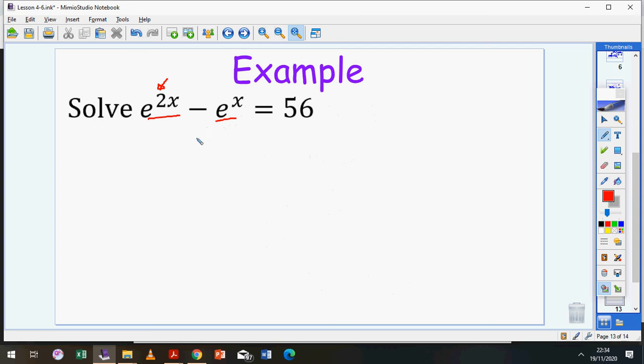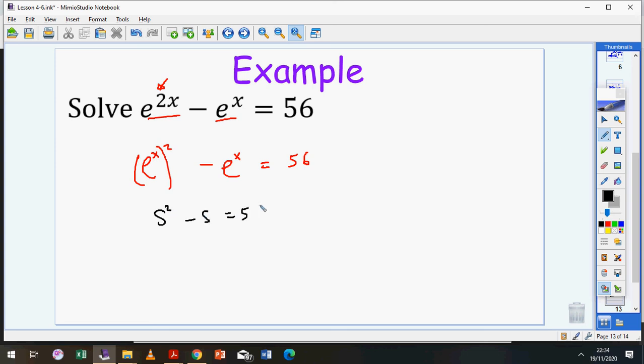What do I mean? E to the power 2x is the same thing as e to the power x, squared, or power 2, right? And I already have an e to the power x here, equals 56. So I have a quadratic equation in terms of e to the power x. What do I mean? If I replace this by some more realistic thing, if I just say let s equal e to the power x, right? Everywhere I see e to the power x, I'll get another letter. So this will be s squared minus s equals 56.